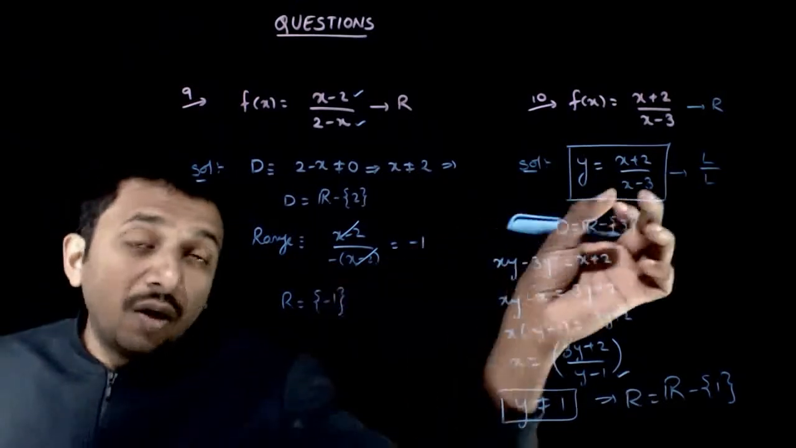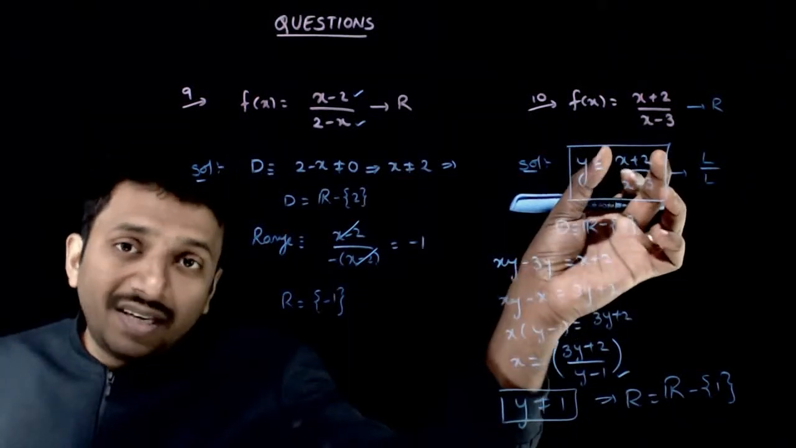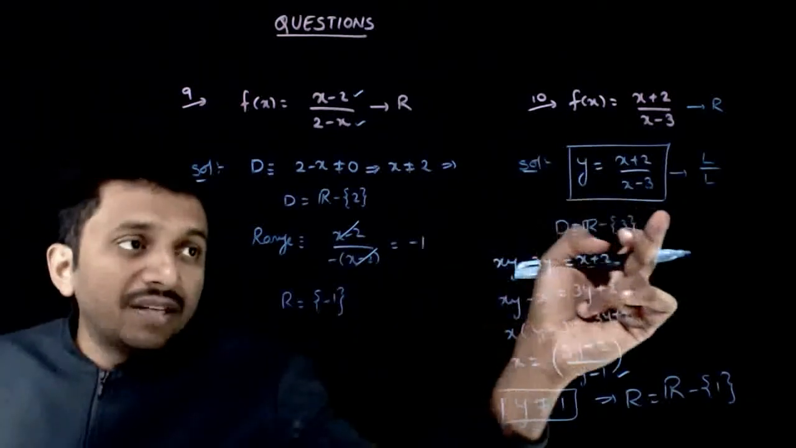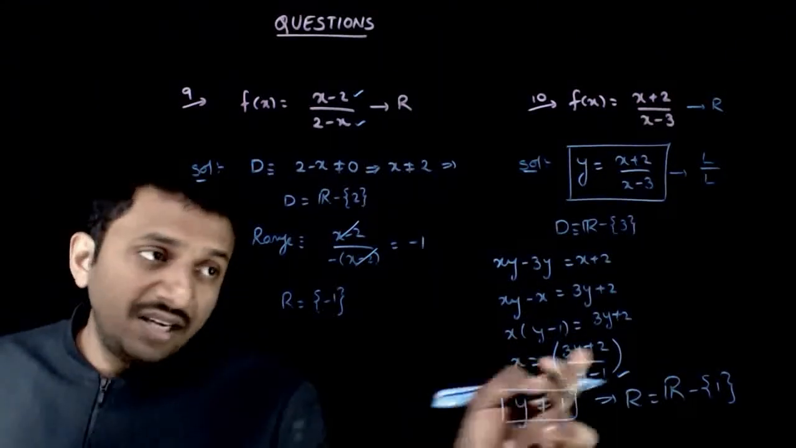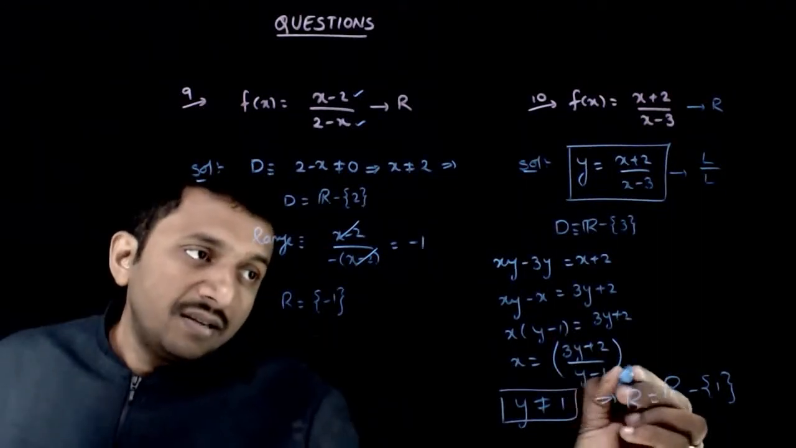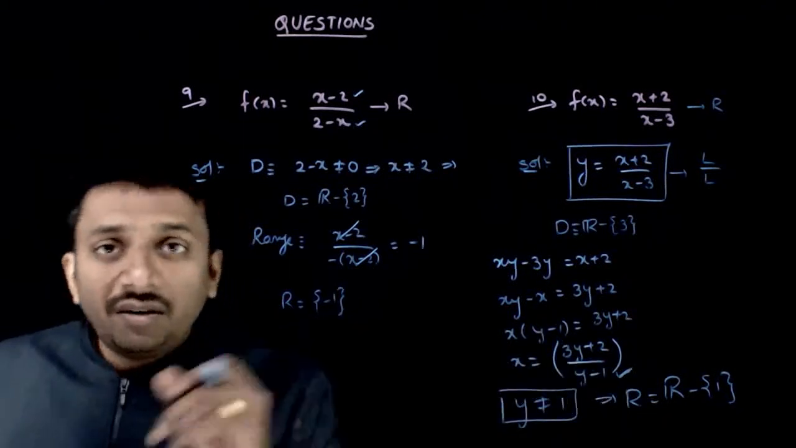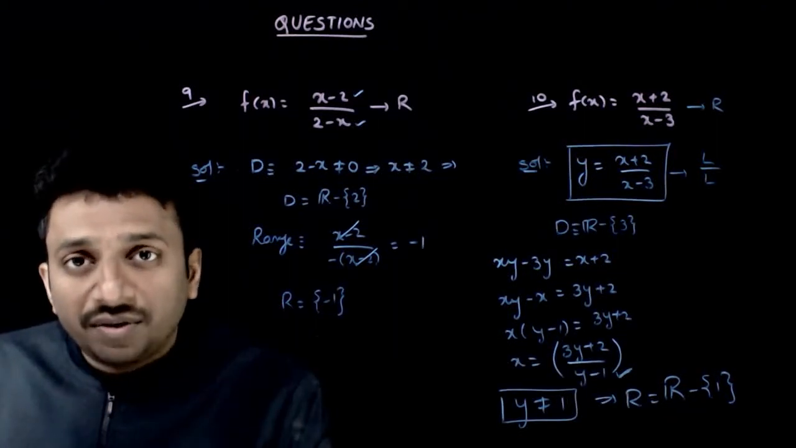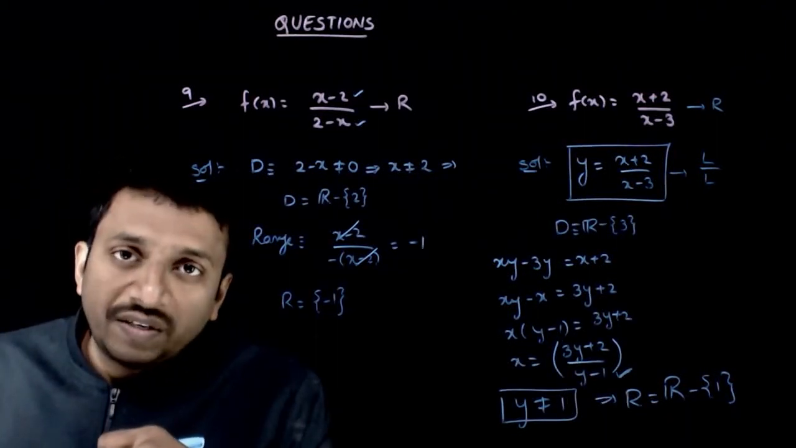So I hope you have understood how to find the range of the type linear by linear. First you find the value of x in terms of y, and the logic is that the denominator of this function cannot be equal to 0. That's how you find the range of this function.